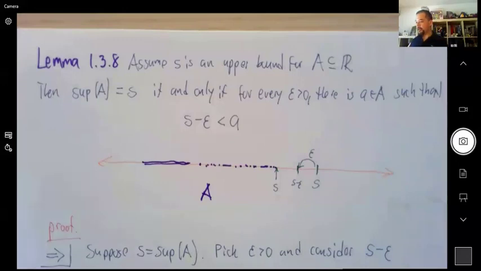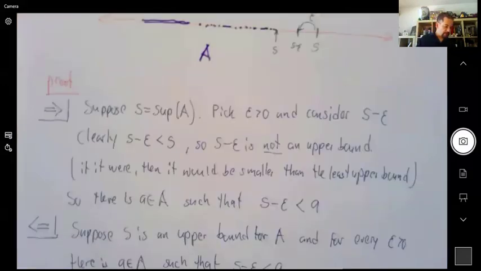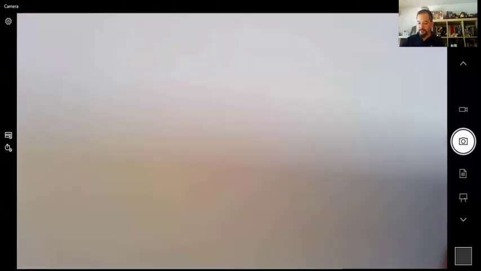Okay, moving on. We'll go now to the next section, which is the consequences of the axiom of completeness. Consequences of completeness. And some neat things that now we have for the real numbers.